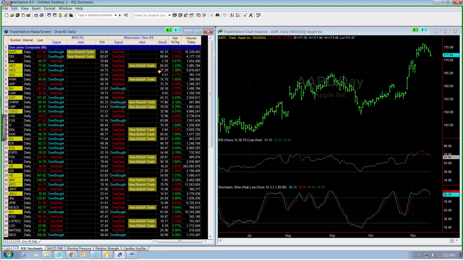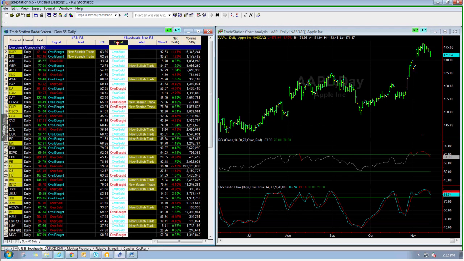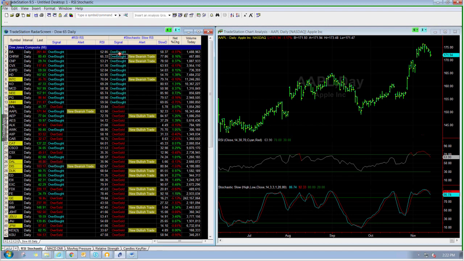And I did the same thing here with stochastic. So here, stochastic and RSI are two very similar indicators, and often I'll use them as confirmation. If I see a new opportunity in RSI or I see a new opportunity in stochastic, I'll take a look at RSI as well and see where RSI is compared to stochastic. And typically they line up together. If I sort on the stochastic signal, you can see that most of the symbols that are overbought for stochastic are also overbought for RSI. Not all of them, of course, but some of them.